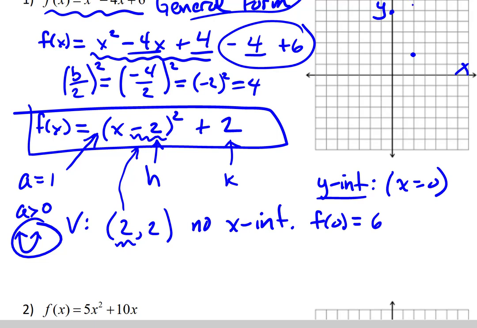There is a vertical line that's not always visibly part of our graph, but it always goes through the vertex in any parabola. And any parabola is symmetric about that line, which means if I were to fold my graph on that line, the parabola would land right on top of itself on the opposite side.